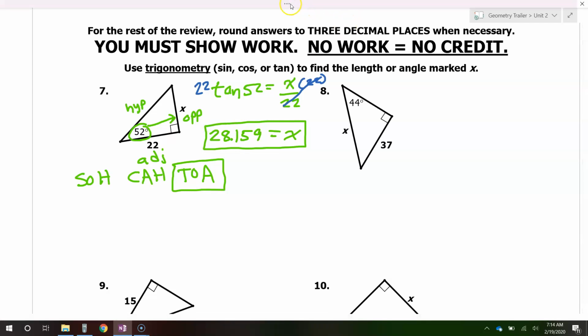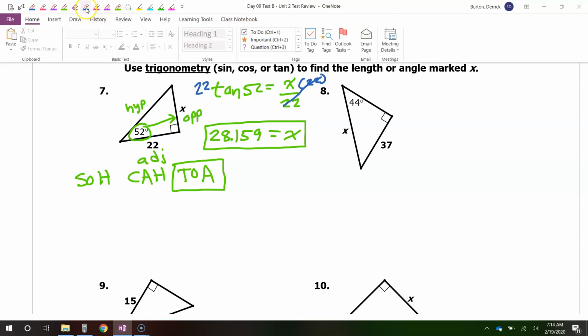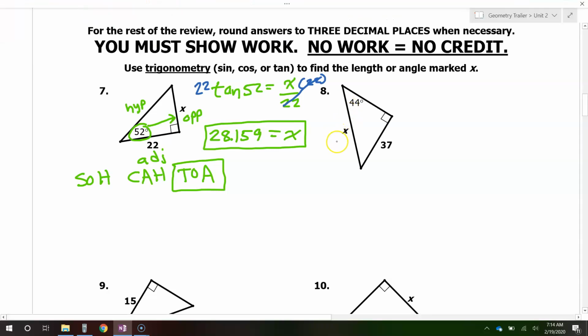All right, moving on to number 8. So where's the hypotenuse? The hypotenuse is right here across from the 90-degree angle. Circle the angle you're given, draw an arrow. That will be the opposite side. The other side is adjacent. All right, now remember Sohcahtoa.